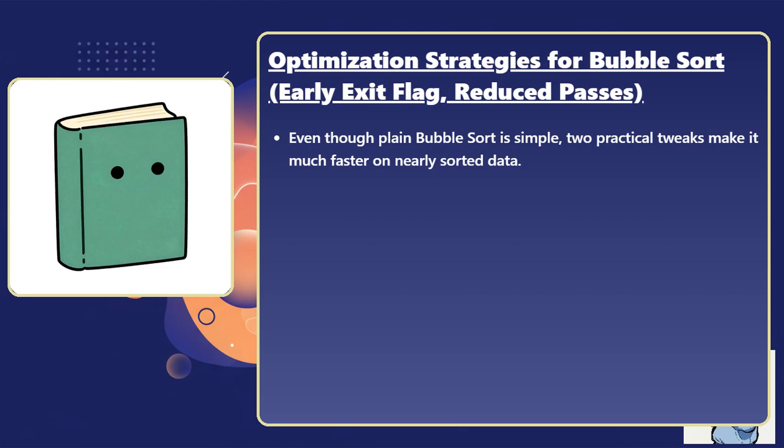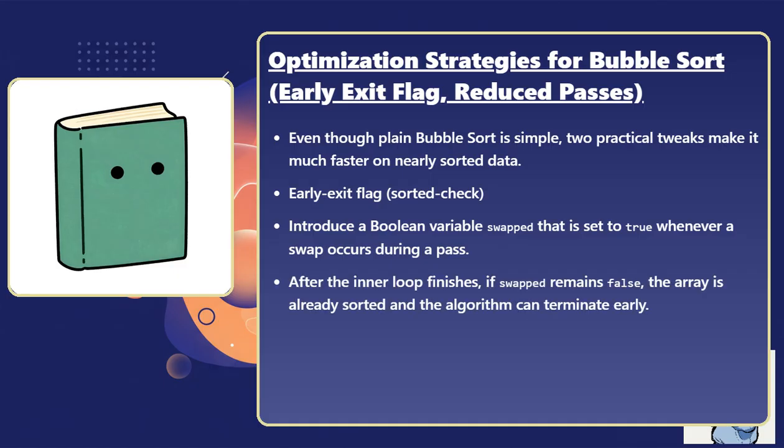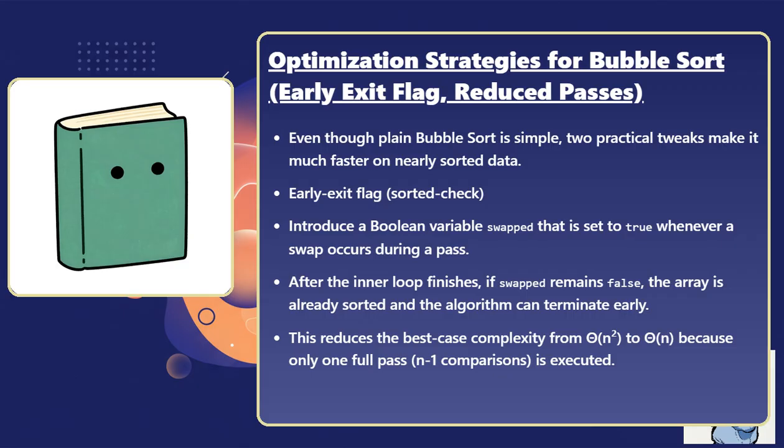Even though plain bubble sort is simple, 2 practical tweaks make it much faster on nearly sorted data. Early exit flag, sorted check. Introduce a Boolean variable swapped that is set to true whenever a swap occurs during a pass. After the inner loop finishes, if swapped remains false, the array is already sorted and the algorithm can terminate early. This reduces the best case complexity from theta of n squared to theta of n because only one full pass, n-1 comparisons, is executed.